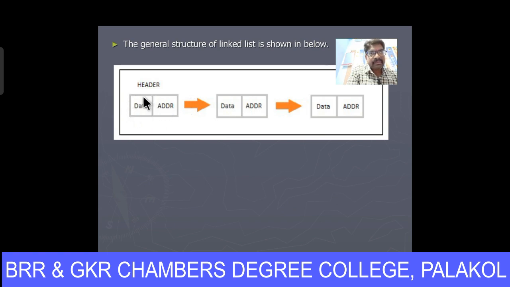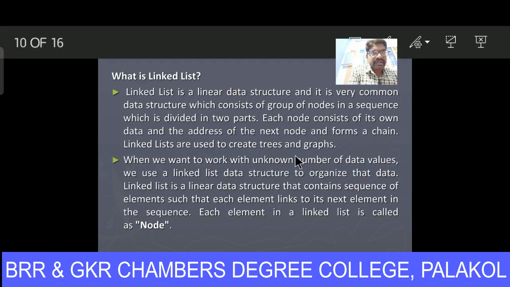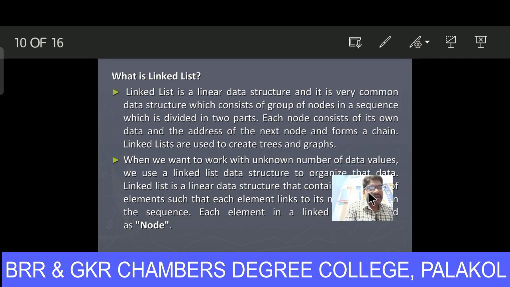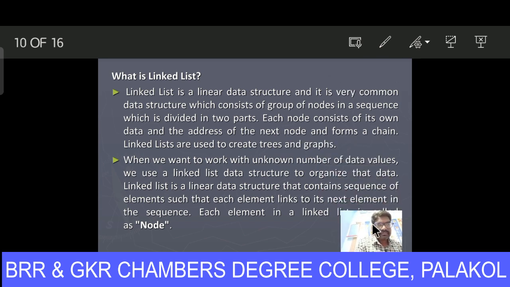One is the data part and the next one is the address part. So every node has the data and its address. Okay, like that we are maintaining here. So each node consists of its own data and the address of the next node and forms a chain. Linked lists are used to create trees and graphs. Mainly linked lists are used to create trees and graphs.